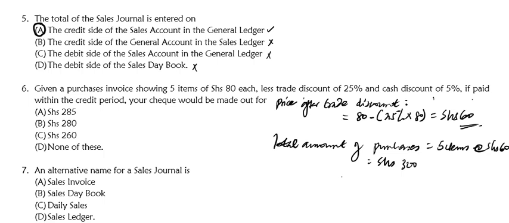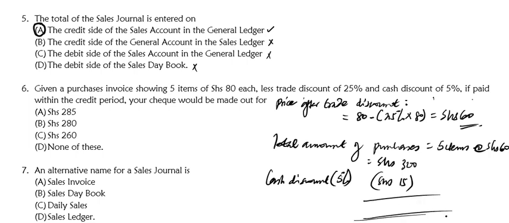That is if you pay within a credit period. So we have a cash discount of 5%. So what is 5% of 300? That is 15. Cash discount will be a reduction in the amount to be paid. So the amount that will appear on your check is 285. So the answer is A when it comes to objective 6.